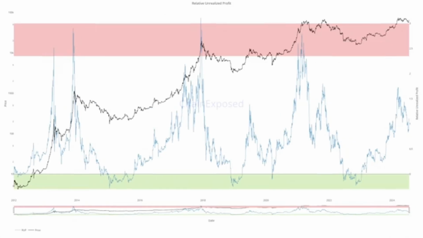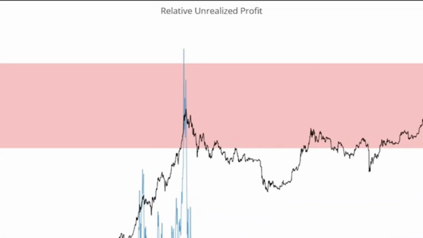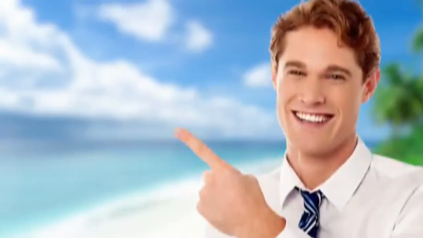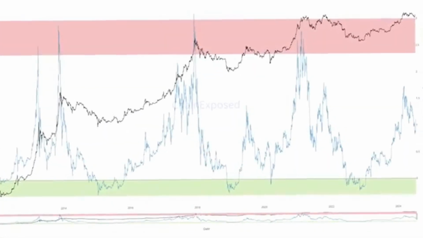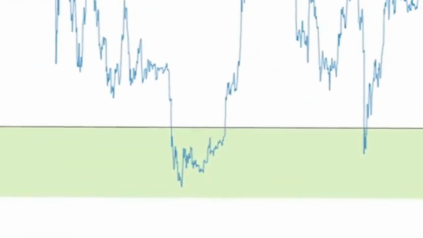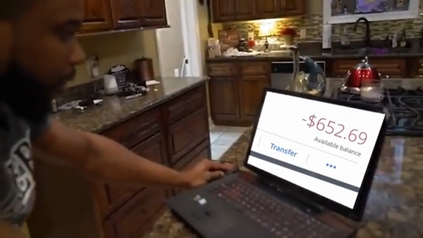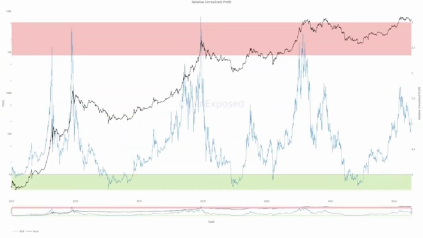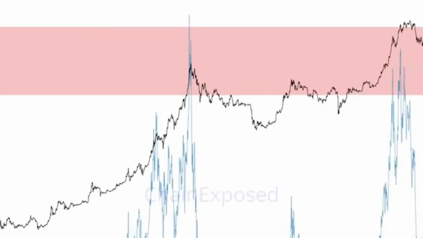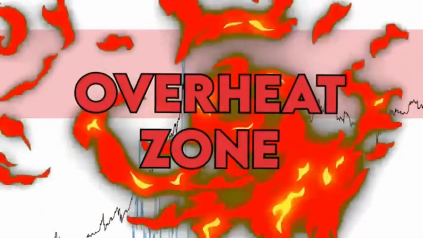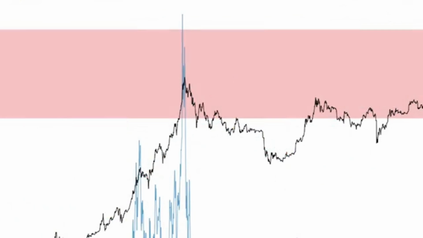You are gonna have these colored zones on your chart, one on the top and one on the bottom. This is what's called the opportunity zone. Now, this chart is unrealized profits, so the green box is 0, which means if price ever comes into this green box, that means the majority of traders currently in the market are at a loss. This is also including miners that are mining Bitcoin. The same idea applies to selling. This red box is called the overheat zone, where most traders are at a net profit.